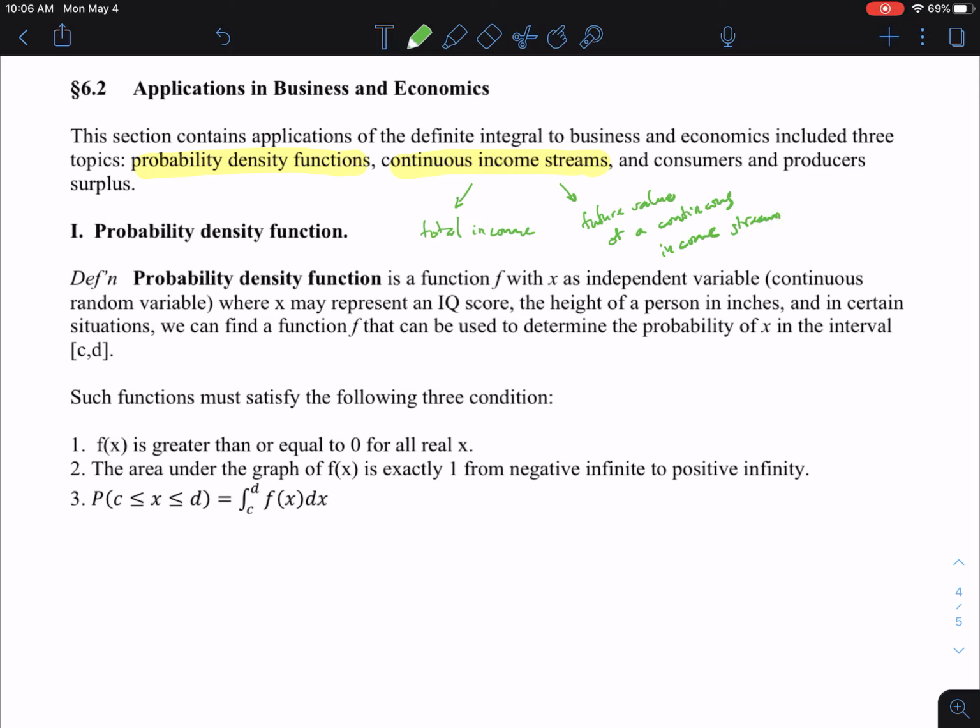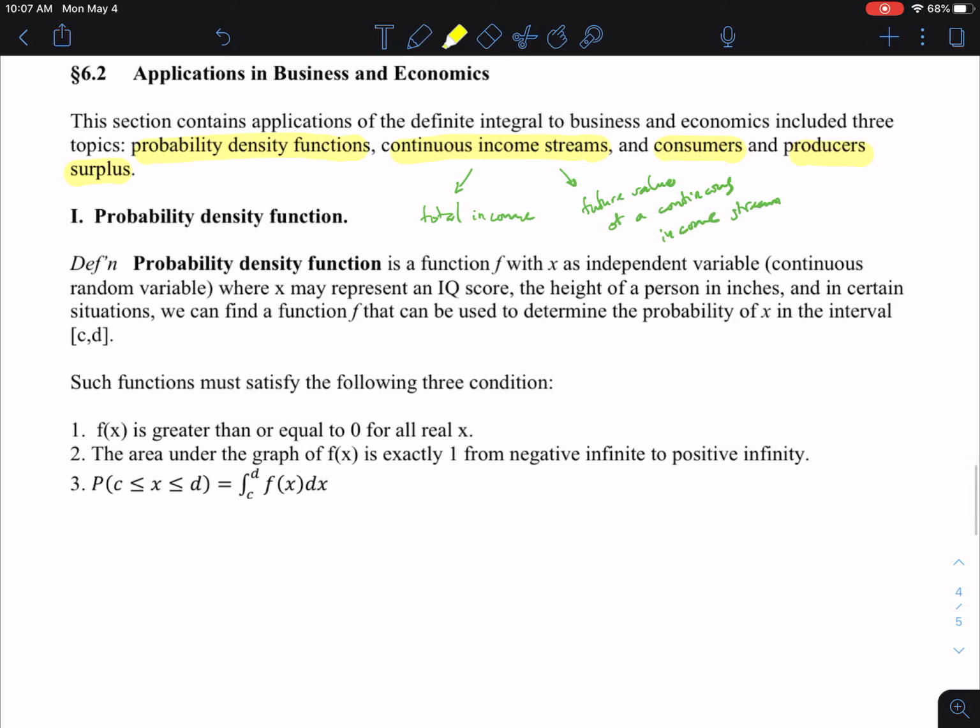And lastly, the last topic will be a discussion on consumers' and producers' surplus, and these topics are more familiar to many of you because you are a business major. I'm sure you discussed those topics in your econ class. And in this class, we're trying to take those business concepts and explain them using mathematical values, formulas or equations to make sense of it. So let's get to the first topic, probability density functions.